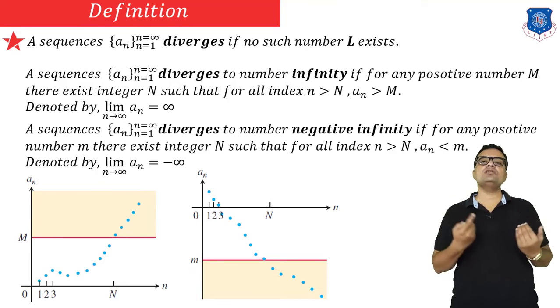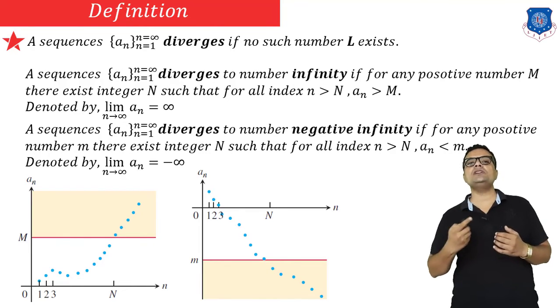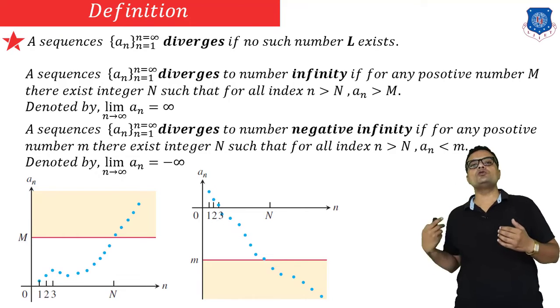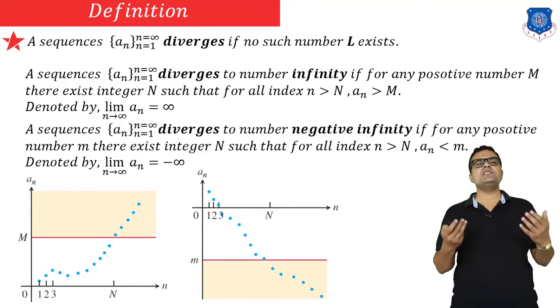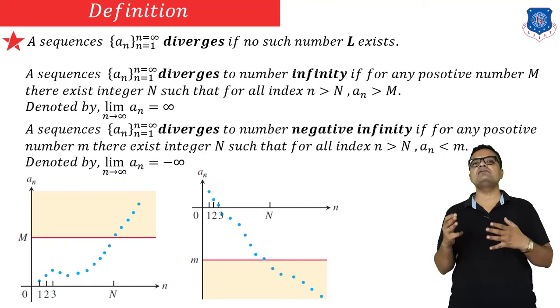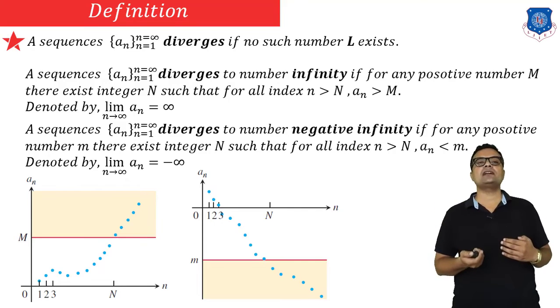And exactly in the reverse way, if I consider divergence towards negative infinity, your points are dropping down, and once it reaches that limit small m, it will now go towards negative infinity. So it is divergence towards negative infinity. It may happen that initially those points are increasing or decreasing, but after certain values they will start moving towards positive infinity or towards negative infinity.